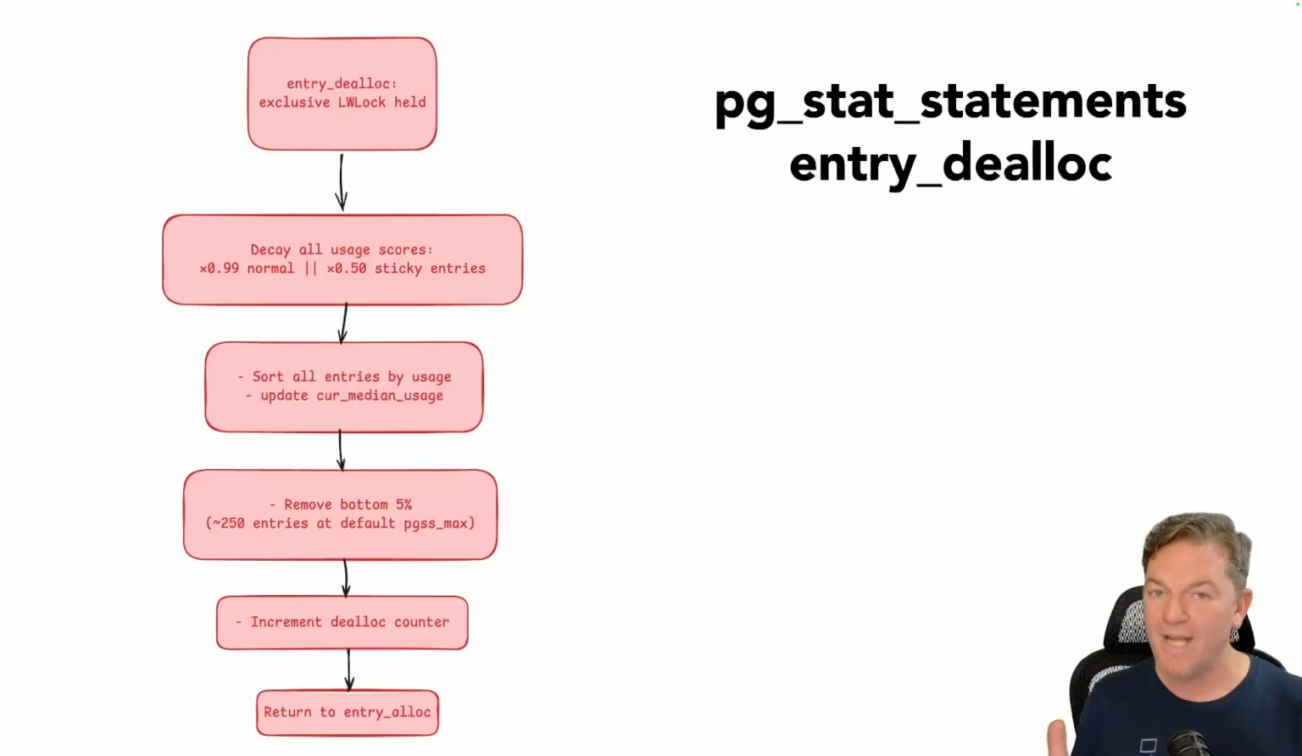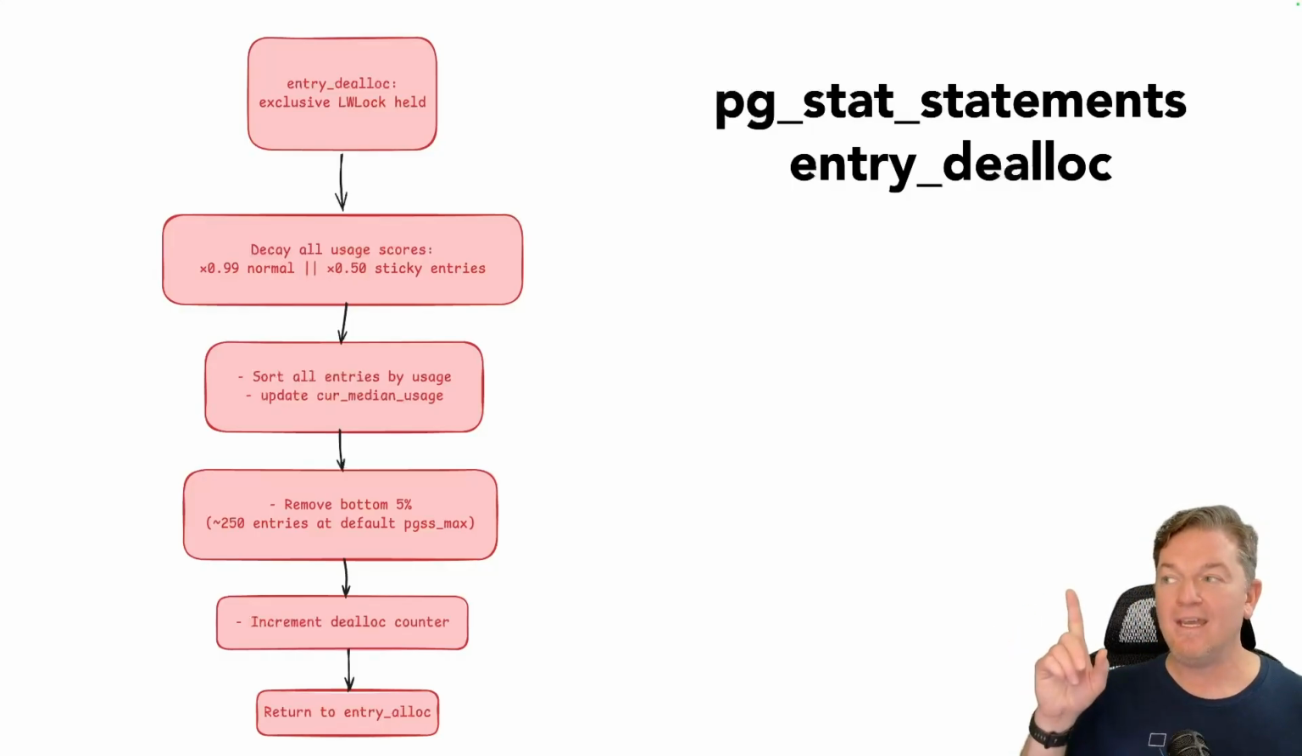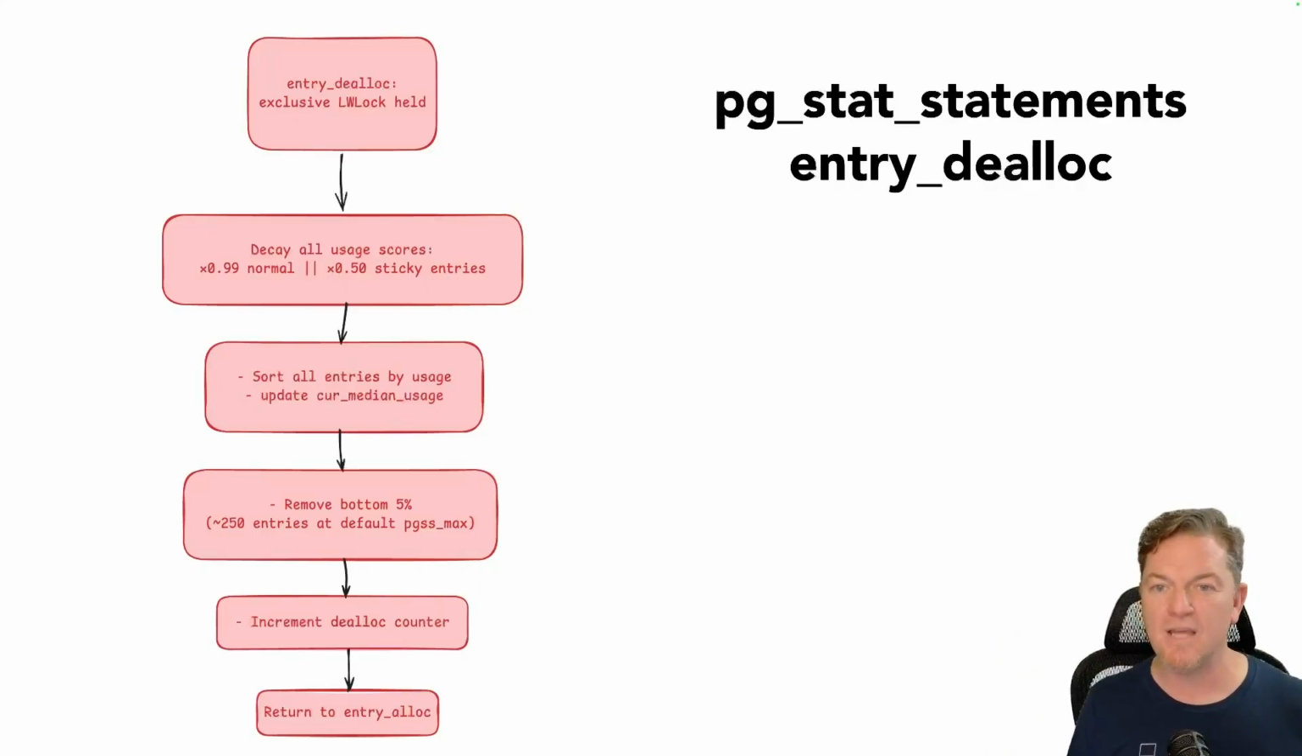Now, one thing I want to point out here is that if you have a high value for max, let's say you've updated your max value to 10 or 50 or 100,000, that means you have to sort and modify the usage values of 100,000 rows every time deallocation occurs. So it is something that you need to be aware of.